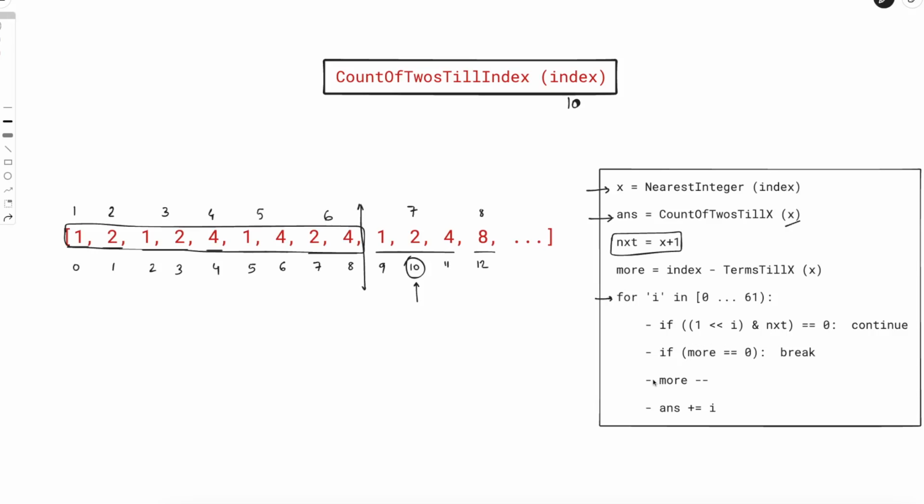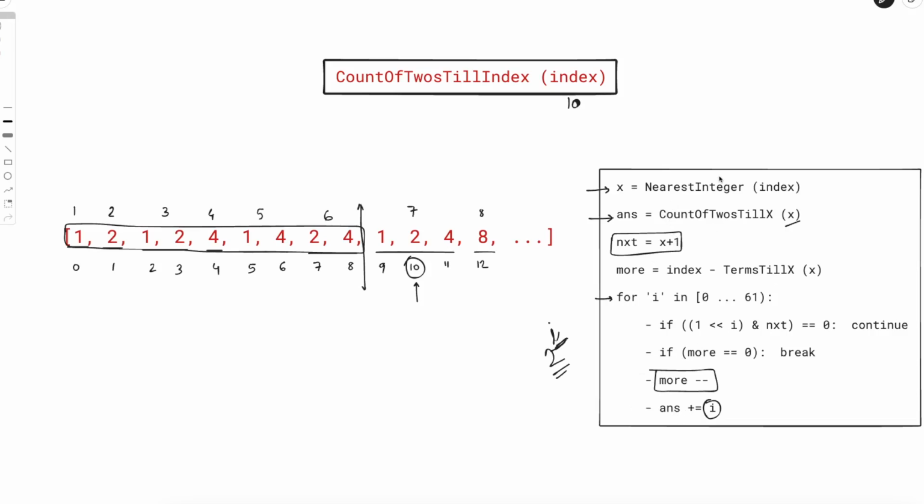But if we need to take a number, we'll simply decrement the required number of numbers to take and increment our answer by i. Why i? Because i denotes the power of 2. So basically here i denotes 2 power i will be there in the current position, and because we want the sum of powers of 2, i will be contributed to the sum of powers of 2, and hence I will simply add i, right? So that's the overall algorithm.